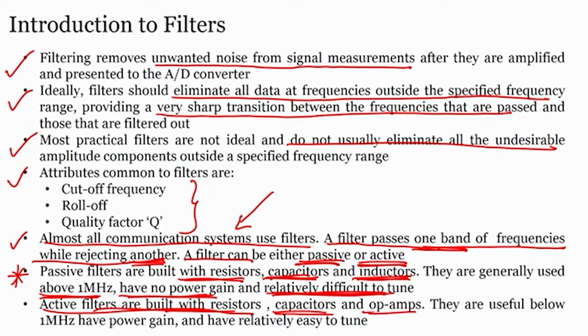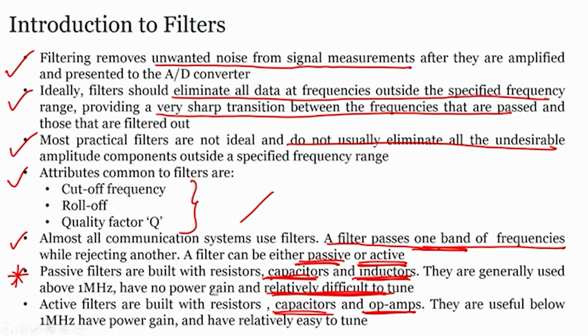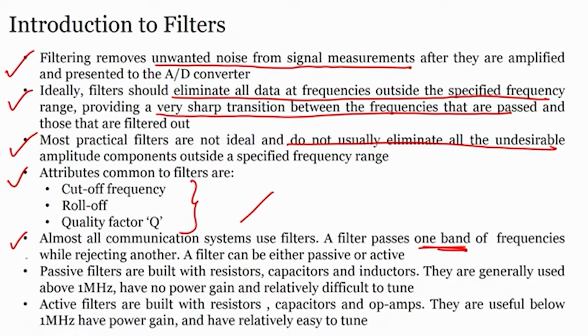capacitors and operational amplifier. You see here, so if I just remove everything, one thing that you can see as a difference between active and passive is the op amp, right. Again we come back to the same point, operational amplifier, alright, and they are useful below 1 megahertz, one good thing, have power gain, excellent, have relative ease to tune, amazing, right.